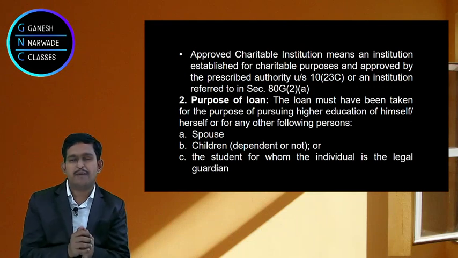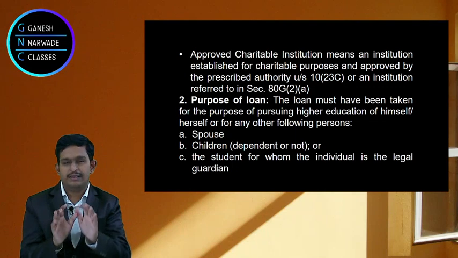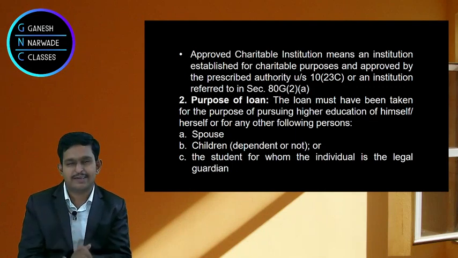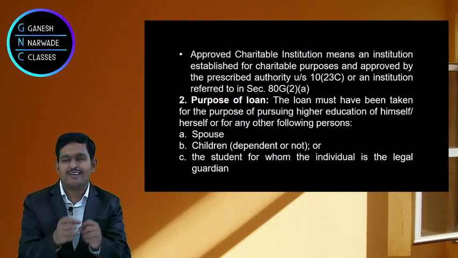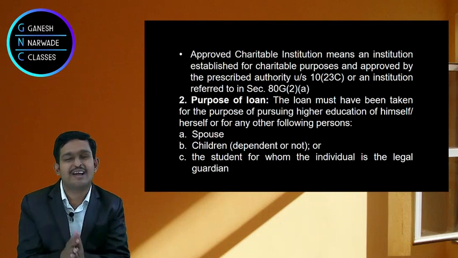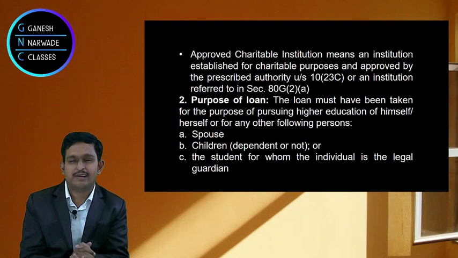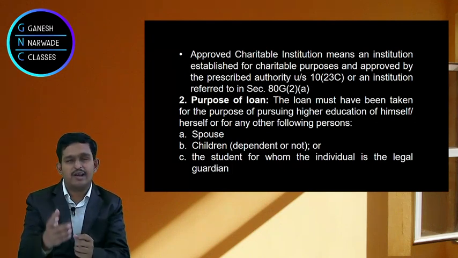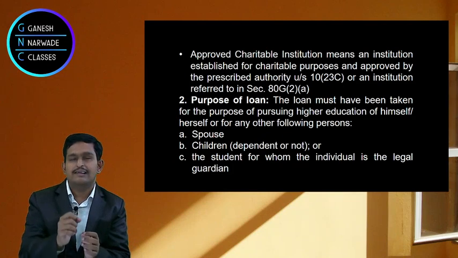Or sometimes what happens, if you are a responsible person in the family, that means you are the earning person in the family, you want to educate your wife, or your wife wants you to do higher education, both are possible, right? So in that case also, the person who has taken the loan will get deduction. You may take a loan for your children. Now children may be dependent or not dependent, does not matter at all. Still you will get the deduction.